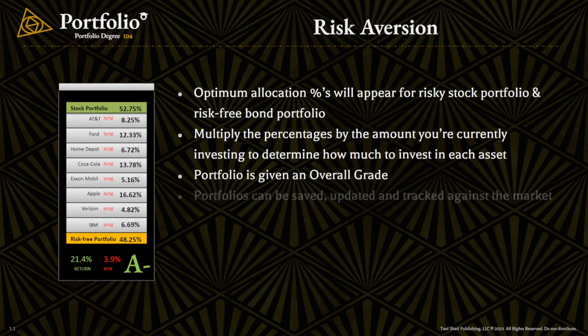This is just a quick example of applying risk aversion to your portfolio. So say your risk aversion score says your stock portfolio should be 52.75%. Now within that, here's the portion that you should have in each of those stocks. And then from a risk-free portfolio, this is the percentage that you should have. So looking at this, if you had a $10,000 portfolio, this is telling you to put $5,275 into stocks and $4,825 into bonds. And then out of that $5,275 for your stock portfolio, you would spend $825 on AT&T stock.